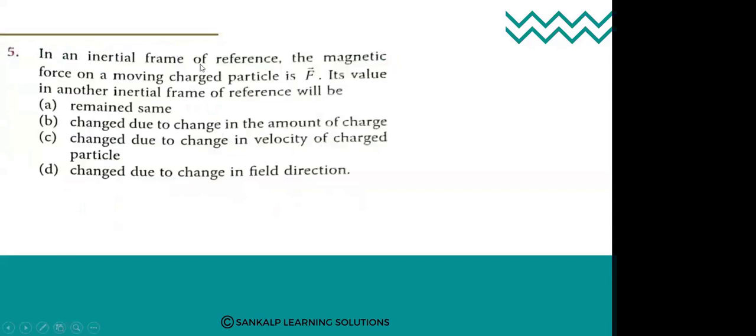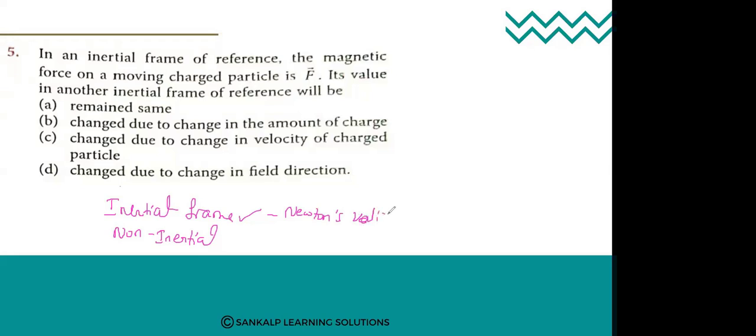Next question. In an inertial frame of reference, the magnetic force on a moving charged particle is F. Its value in another inertial frame of reference will be? So here we have inertial frames and non-inertial frames. Hope you remember we studied this in the first year. We have two types of frames of reference: the inertial frame of reference, and the second one, the non-inertial frame of reference. Inertial frame of reference means where Newton's laws are valid. There are three laws.